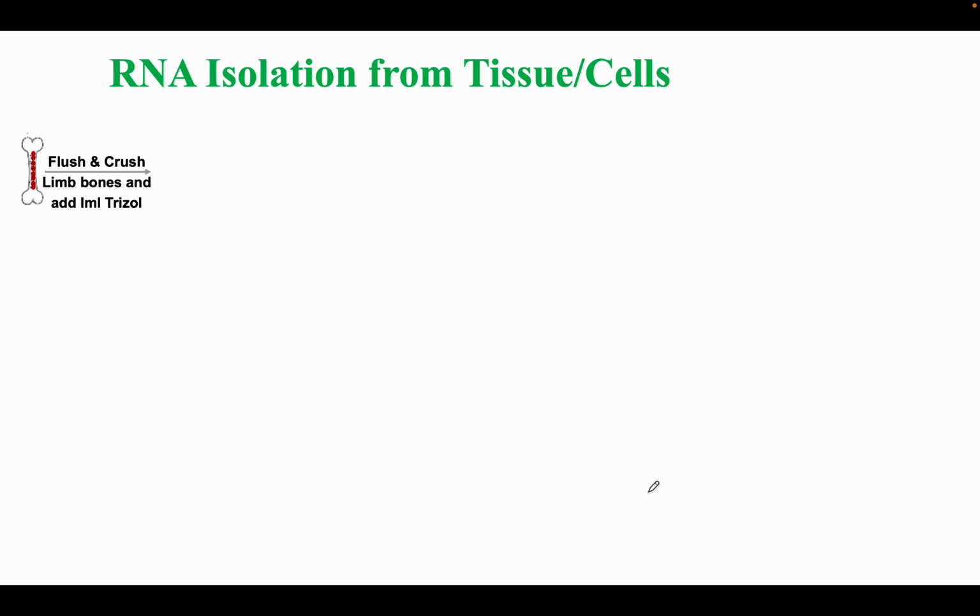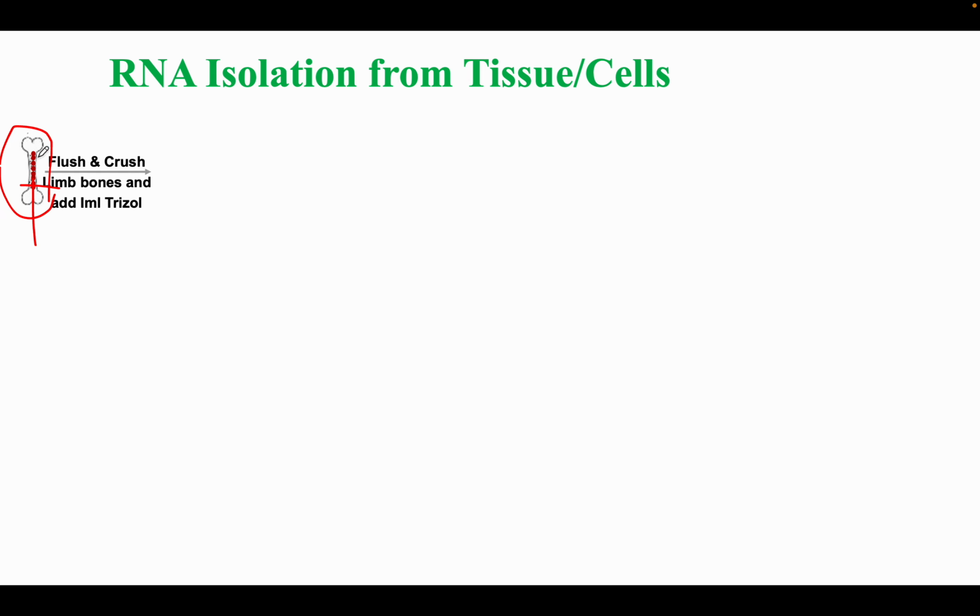How do we isolate RNA? I will walk you through the isolation of RNA from the osteoblast. This is a mouse femur. I have harvested it. First of all, I will flush out the marrow because I don't need marrow. It has stromal cells, it has hematopoietic stem cells, it has T cells, it has leukocytes. I don't need them. So I will flush out the bone marrow.